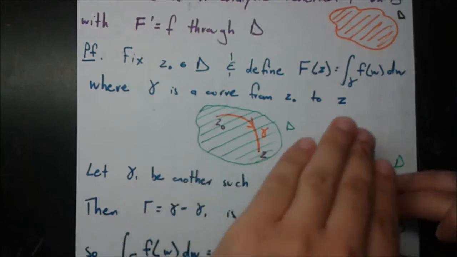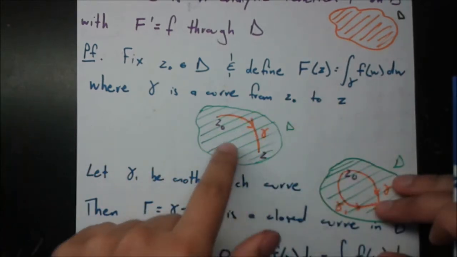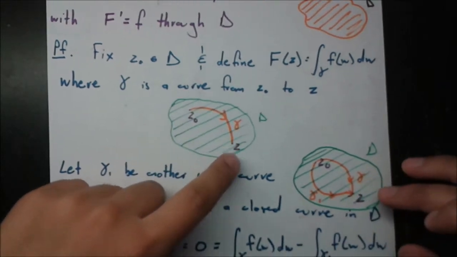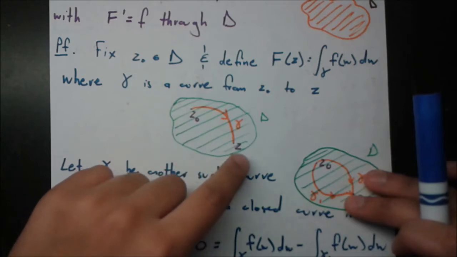Okay, so we're just taking the integral and we're framing it in terms of a function. So the input of the function is a point, the output is the integral over a curve to that point. The next thing we want to show is that it doesn't matter which path you choose from here to here, it should always be the same.